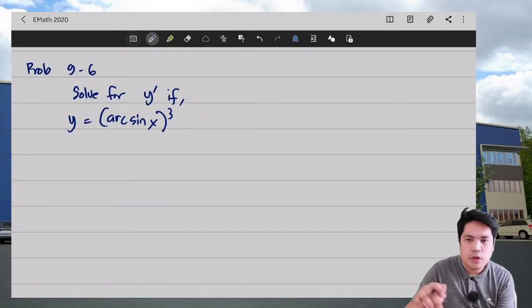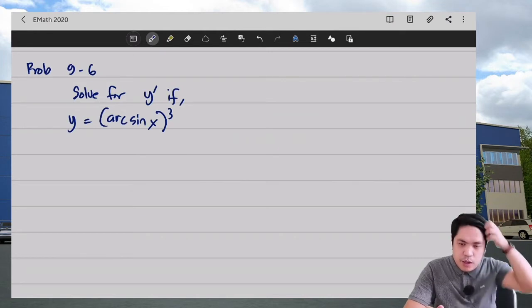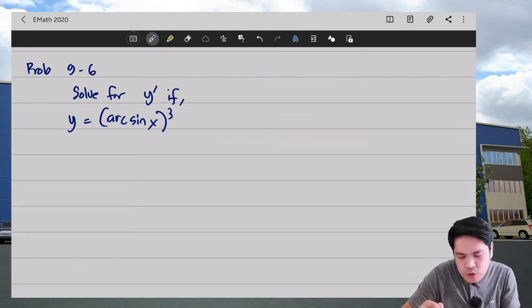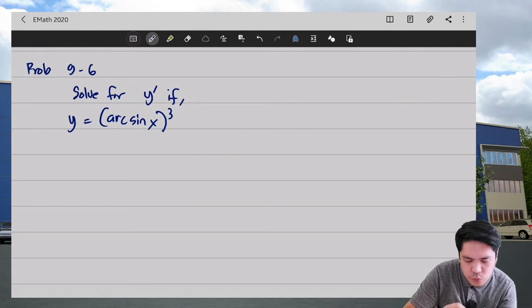Okay, for our next problem, problem 9-6. We have, solve for y prime if we have y is equal to the cube of arc sine x. In this case, we will use the chain rule, the general power rule.